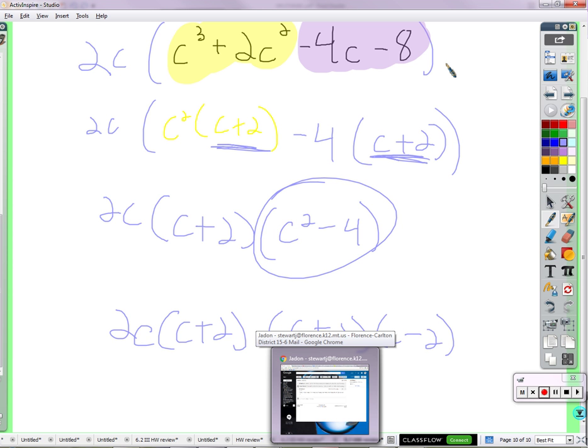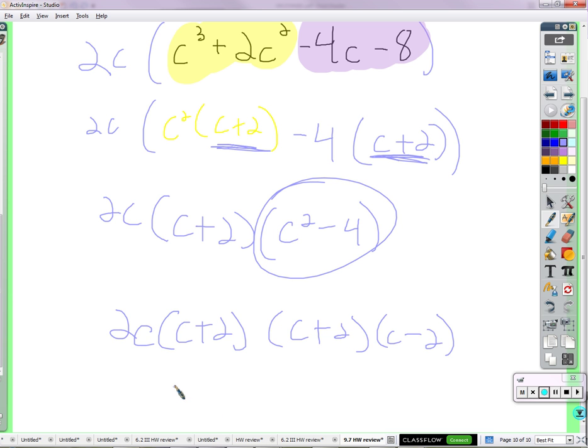There it is, factored all the way as far as it can be factored. 2C times C plus 2 times C plus 2 times C minus 2. You write this a little differently because this is a C plus 2 and this is a C plus 2. That's C plus 2 times C plus 2, squared. That's right. C plus 2 squared times C minus 2.